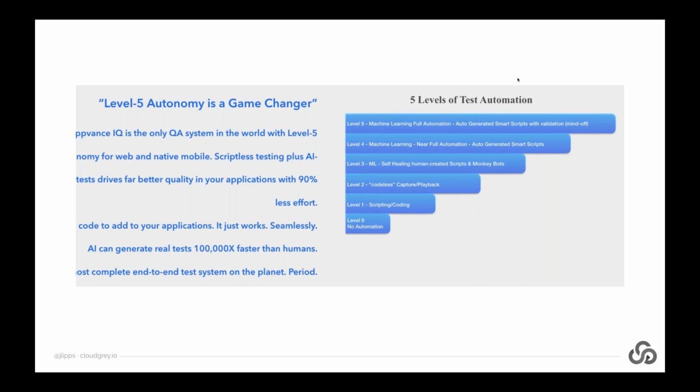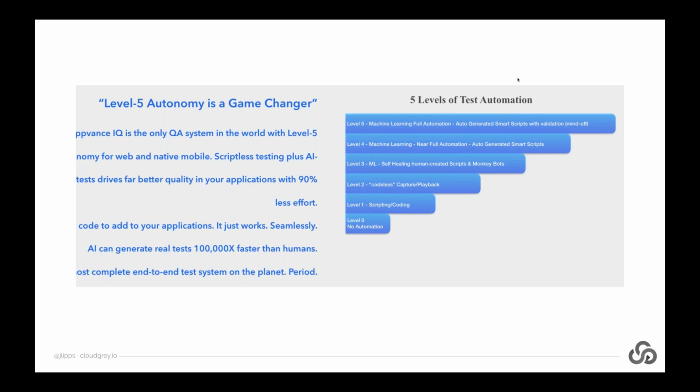Again, it sounds like no one's writing any scripts. They even say that your mind can be off with this type of test automation. So very attractive. Who wouldn't want to turn their mind off and not have to worry about test automation? But again, we don't have any of the details here to know what exactly it's doing and what sort of machine learning technology it might be using under the hood.